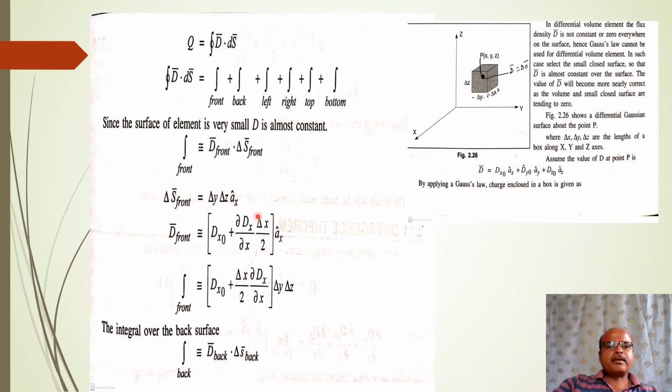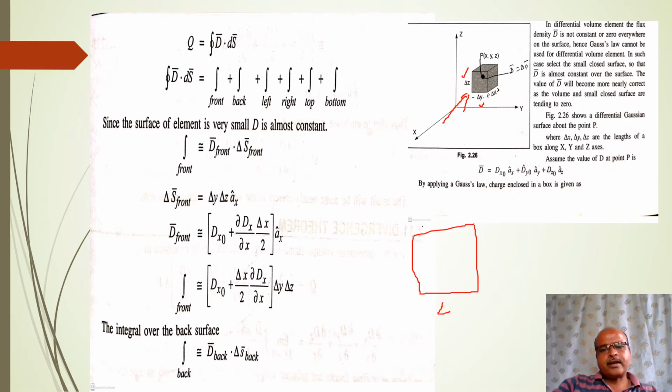Del S bar front is given by del y del z ax cap. If we observe this figure, then if we calculate the front, we observe that these lengths are there: this is del y and this is del z. So del y and del z.